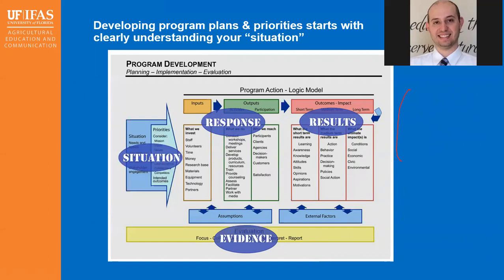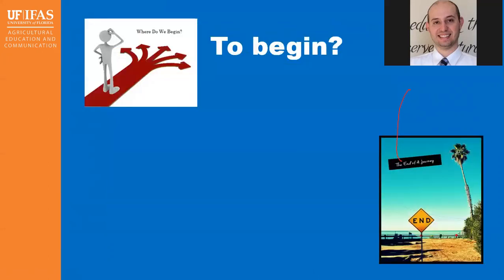So it's important that when developing program plans and priorities, we start with clearly understanding the situation. So where do we begin? To begin, we want to start with the end in mind, the results we hope to achieve. The program objectives identify what the program intends to accomplish.